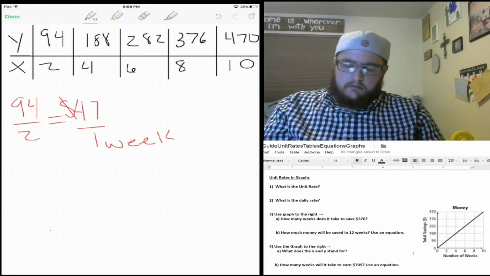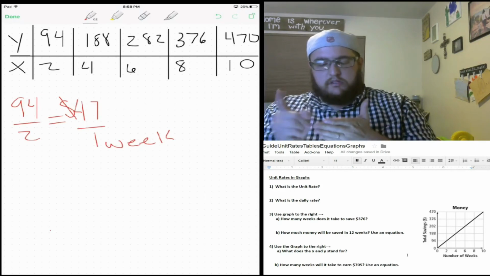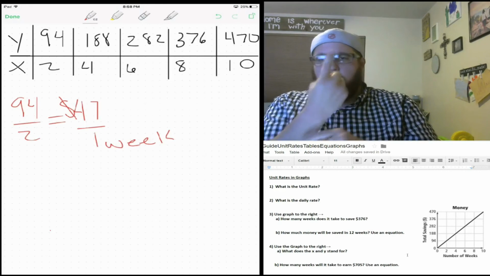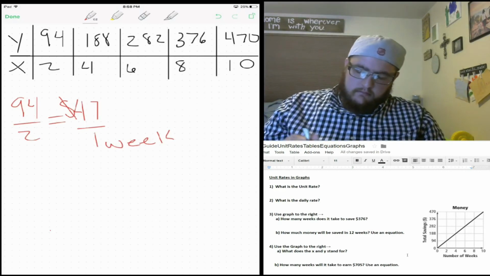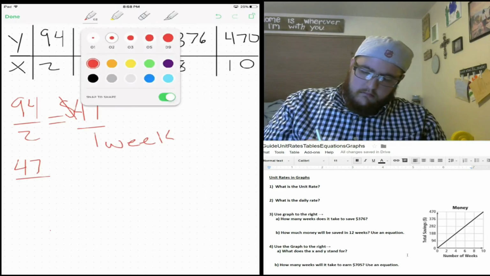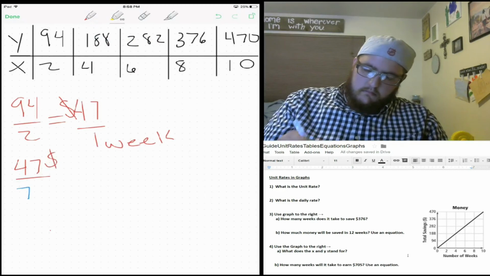So number 2 says, what is the daily rate? Well, we found the weekly rate. We found what we earn in 1 week, or what we save in 1 week. We don't know what the daily rate is. We don't have a graph for that, but we do know that 1 week is the equivalent to 7 days. So we can just exchange that 1 week for 7 days. So we'll change it from $47 in 1 week to $47 in 7 days.